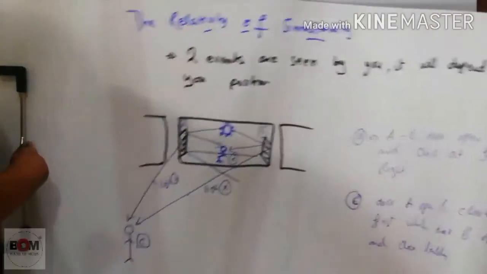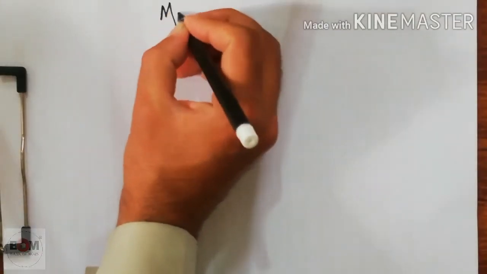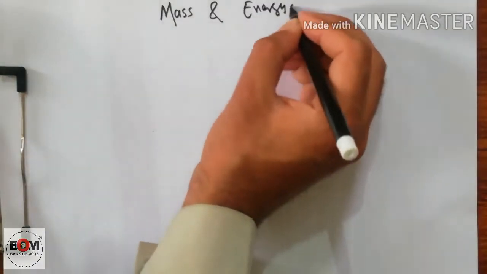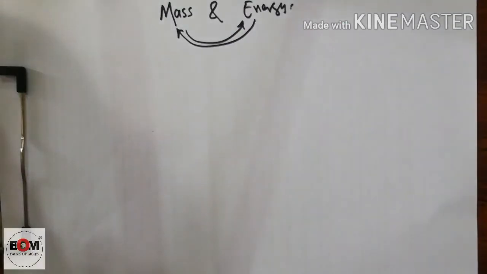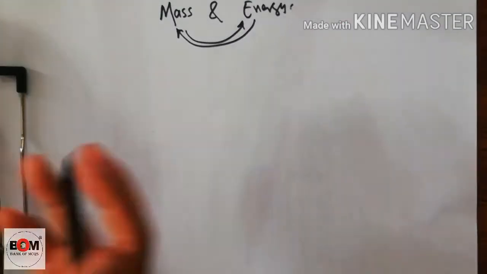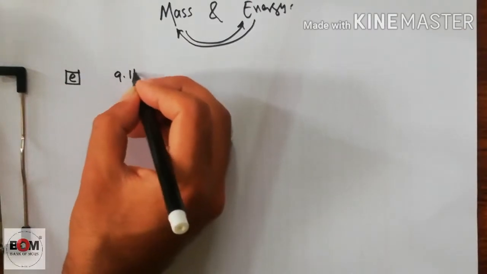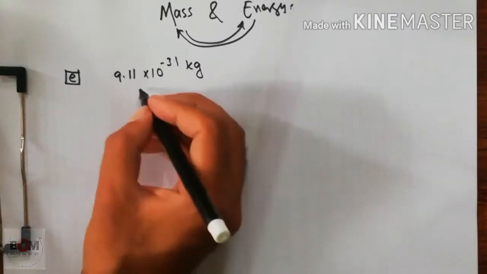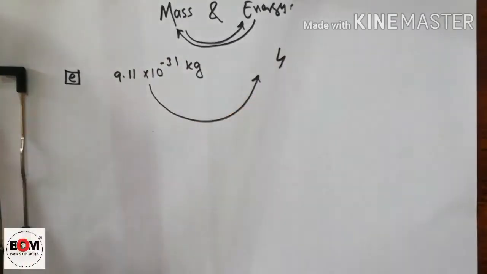The next is equivalence between mass and energy. By this we mean that mass can be converted into energy and energy can be converted into mass. Now we have an electron, its mass is 9.11 multiplied by 10 to the power minus 31 kg. If we want to convert this electron into energy, how much energy will it give?